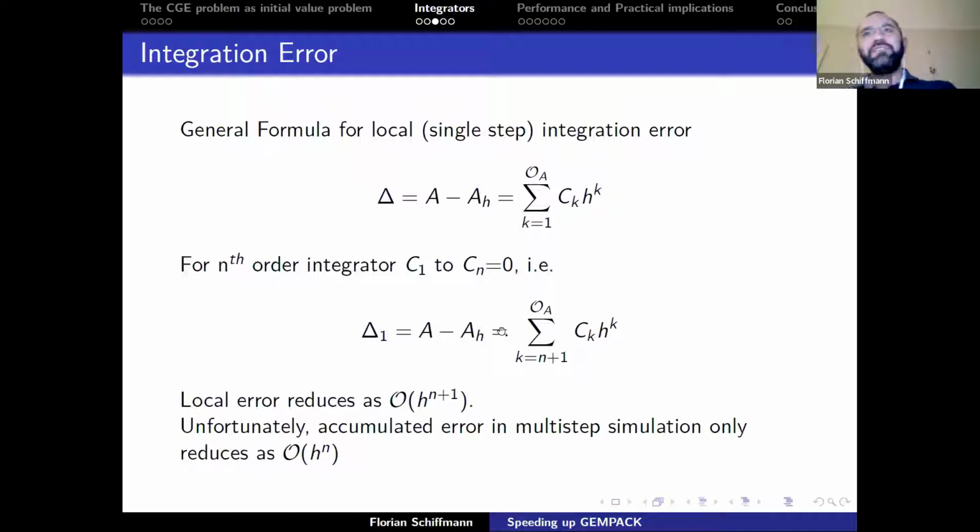However, unfortunately, one step never does the job, and when we use multi-step simulations, that introduces chaining steps together, which introduces an additional error that reduces our convergence only to order h to the power of n. So Runge-Kutta 4 would only go with the step size to the power of 4 because it's a 4th order integrator.